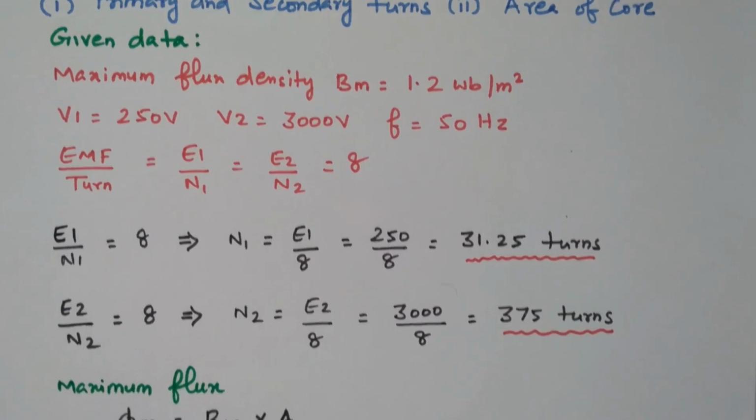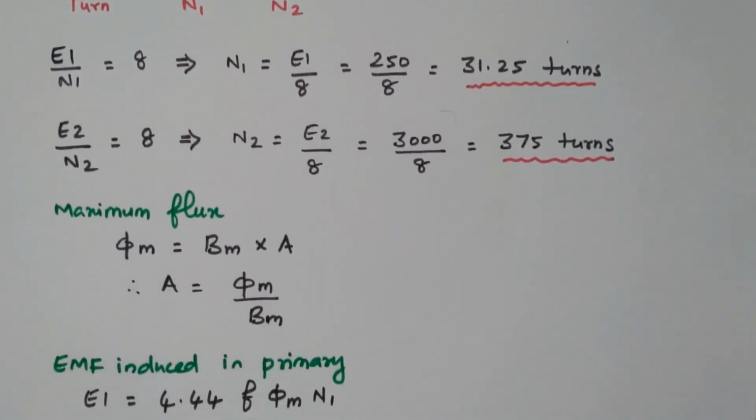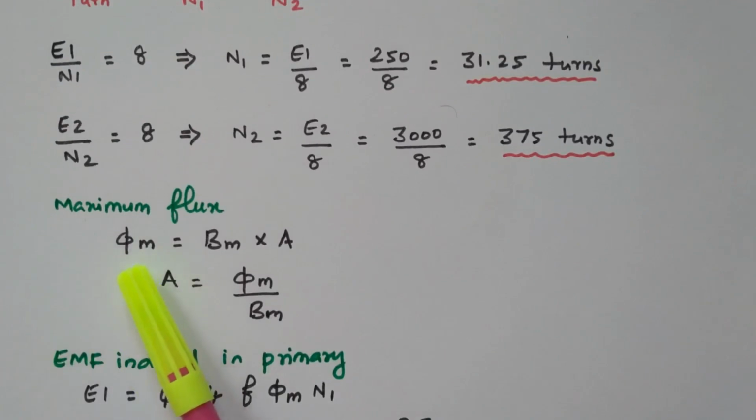Now, we will go to the area. We need to find the area of the core. The maximum flux equals flux density into area. That is, the flux density equals flux by area. From that, flux equals maximum flux density into area. Our aim is to find the area. So, A equals phi m by Bm, maximum flux divided by maximum flux density. Bm is already given, but we need to find the phi m value. The flux is not given. So, from phi m and Bm we can calculate the area.